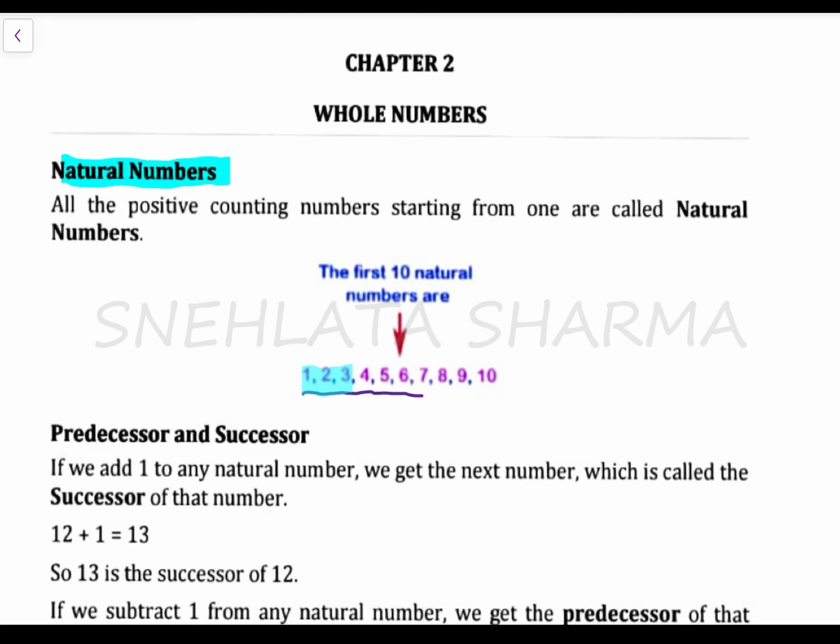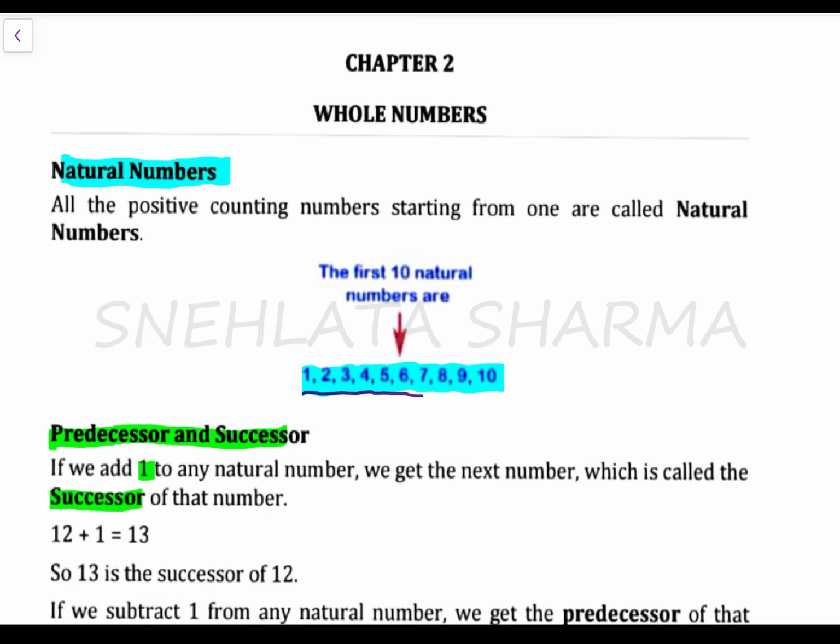So the example of first 10 natural numbers are 1, 2, 3, 4, 5, 6, 7, 8, 9 and 10, and this list will continue and goes on till infinity. The second topic here is predecessor and successor. If we add 1 to any natural number, we get the next number, which is called successor of that number.